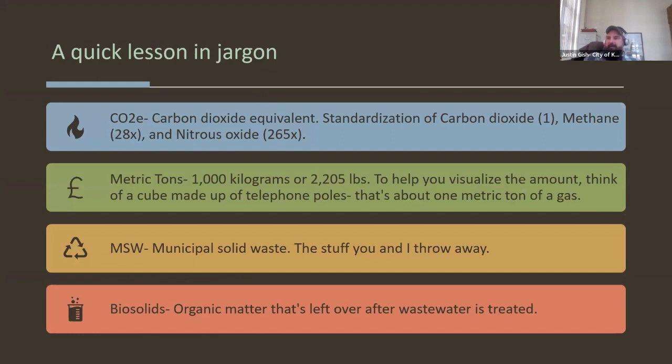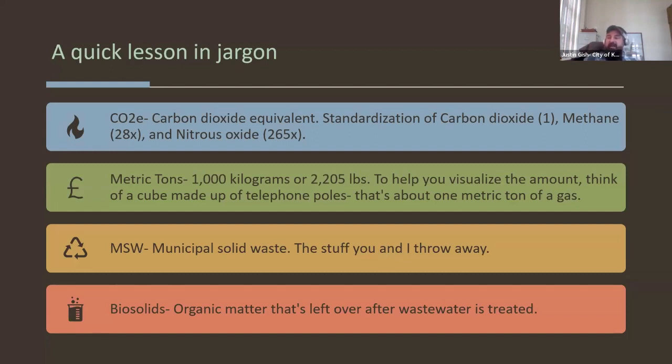So we have to talk about jargon a little bit. I'm going to talk about CO2e, which is carbon dioxide equivalent. It's just a standardization of the three big greenhouse gases: carbon dioxide, methane, and nitrous oxide. The CO2e accounts for the levels of those three gases in the atmosphere and gives you one digestible number.